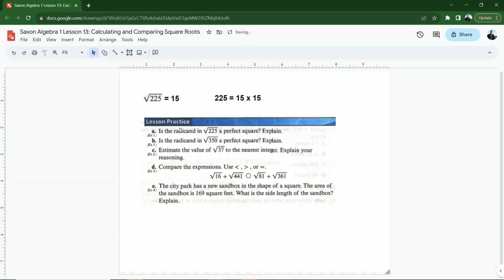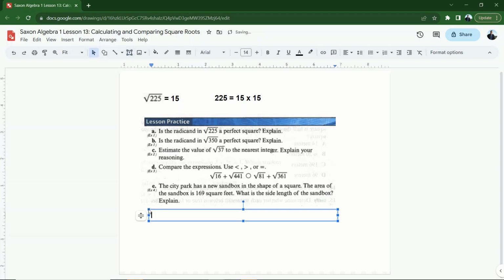Let's get to the lesson practice so you can see how to work the types of problems that we're going to work. And hey, look at that. Letter A we've actually already answered. So letter A asks us, is the radicand in the square root of 225 a perfect square? The word radicand means the number under the radical sign. That means 225. Is 225 a perfect square? The answer is yes. 225 is 15 times 15. That's all the explanation we need for that one.